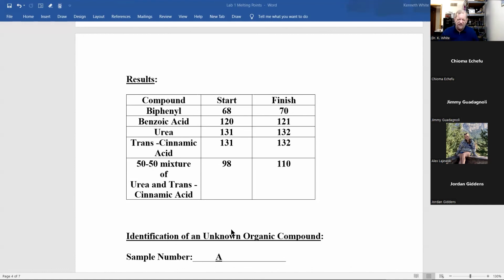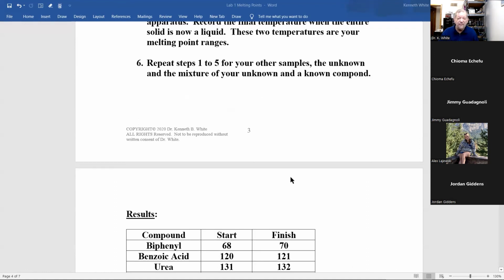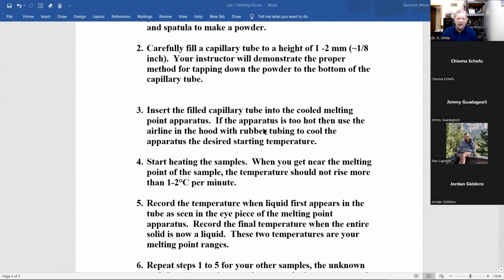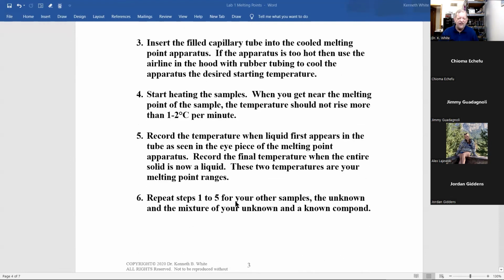You won't have a colligative effect. If they're the same thing, you don't have a purity problem. You'll get the same melting point. So today's lab, you'll do the melting points up here, 1 through 5, for the samples that are known.